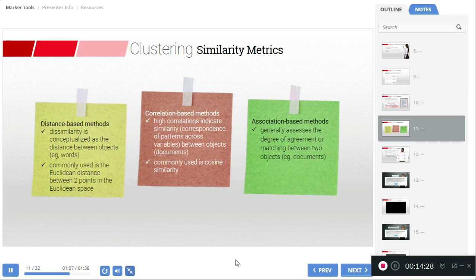An association metric generally assesses the degree of agreement or matching between two pairs of observations. The simple matching coefficient, which measures the percentage of times that the two objects match in variables, is an example of an association measure. Although these metrics are often intuitively appealing, for most practical document clustering problems, the term by document matrix is too large and too sparse to effectively apply these metrics.